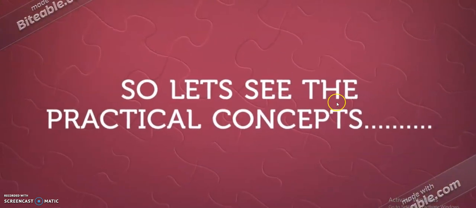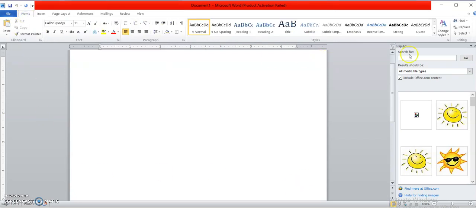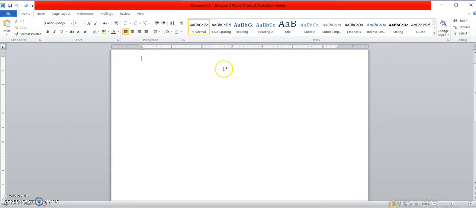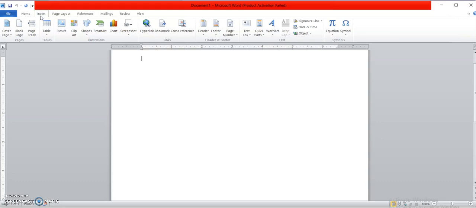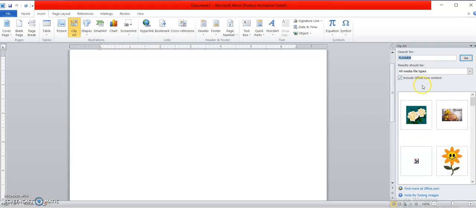So let's see the practical concepts in Microsoft Word. This is Microsoft Word. If you want to insert clip art in your file, this is a Word document. If you want to insert the clip art, first of all, click on the Insert tab. On the ribbon, click on the option Clip Art. In the Illustrations group, you will see the clip arts. Now, if you want to make a logo of any flower, if you want to include any flower in the document, you can simply click over it.